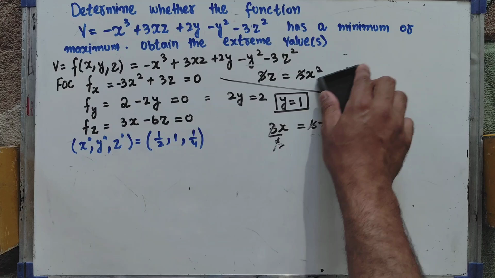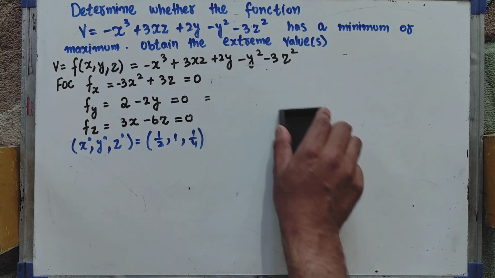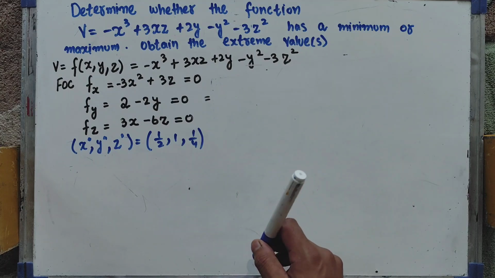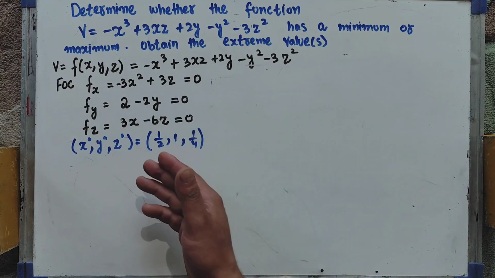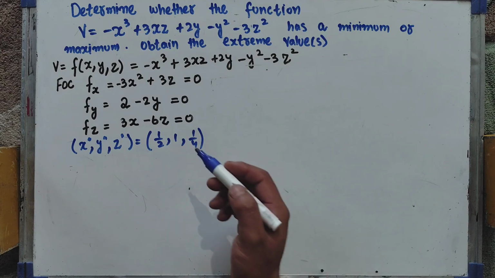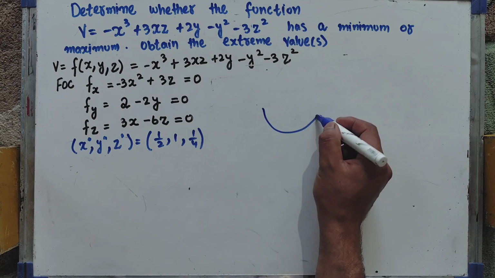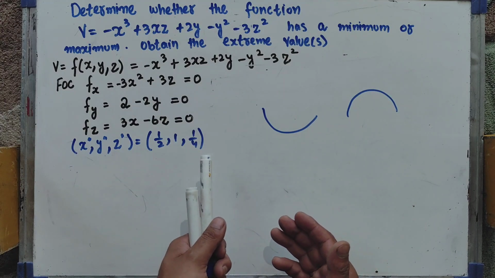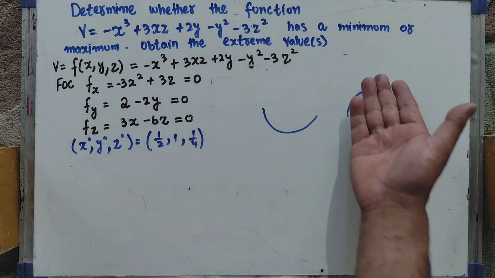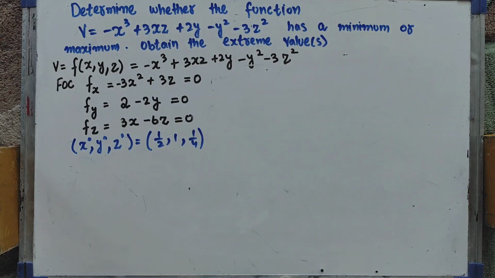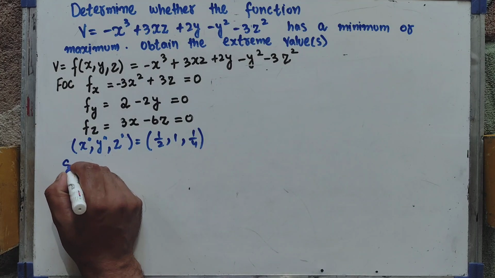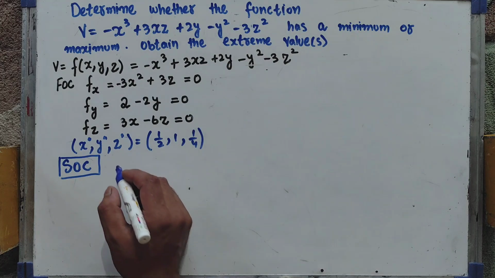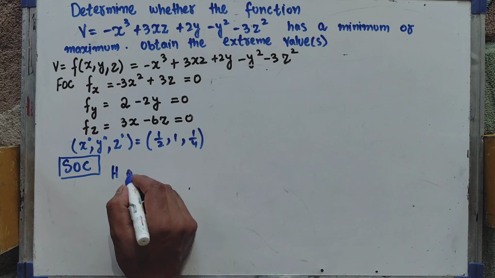So we got the critical values for x, y and z. This was about the first order condition. These points tell us where the first order condition is met, where the function is either minimum or maximum. But to see whether the points are minimum or maximum, we need to check the second order condition. For that, what will we do? We construct a Hessian matrix.